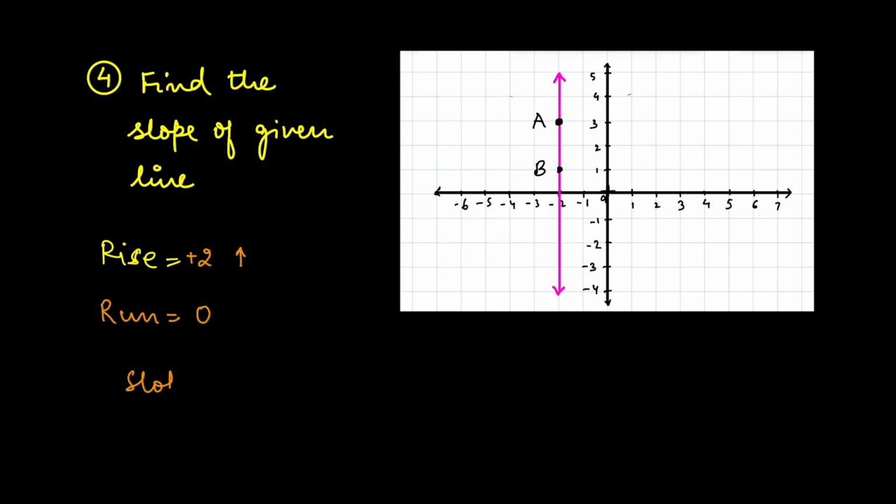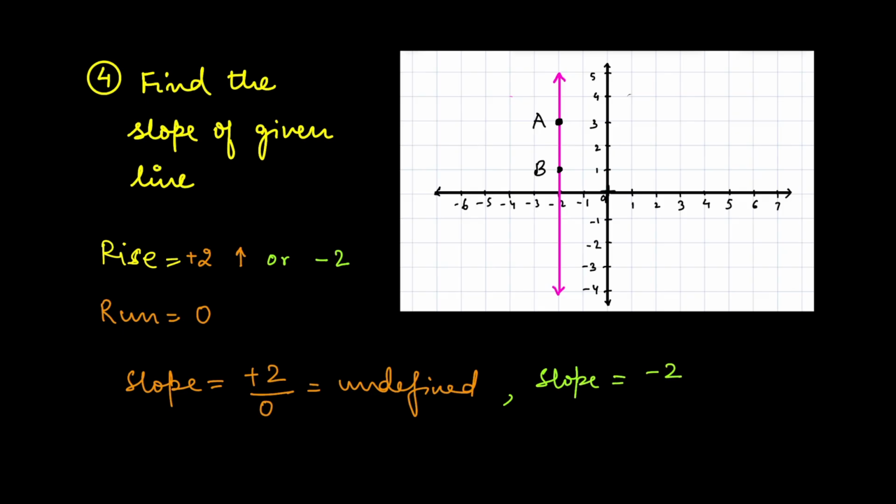So the slope here will be rise over run. So we write +2 over 0, which is undefined. Even if we had gone from A to B and taken the rise as -2, the slope again would have been -2 over the run 0, which is again undefined. So now remember this concept: whenever there is a vertical line, the slope is undefined, and this is the way we calculate it.